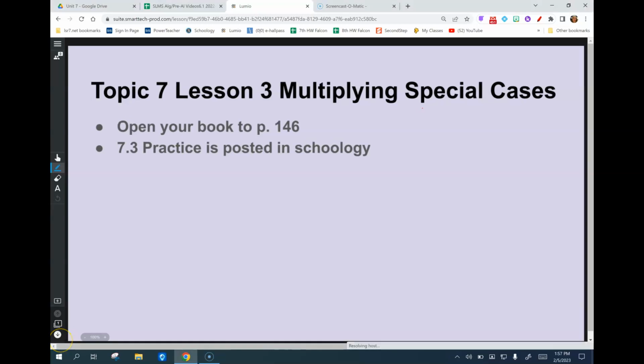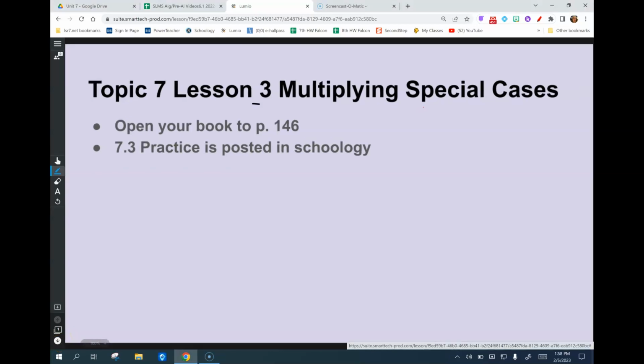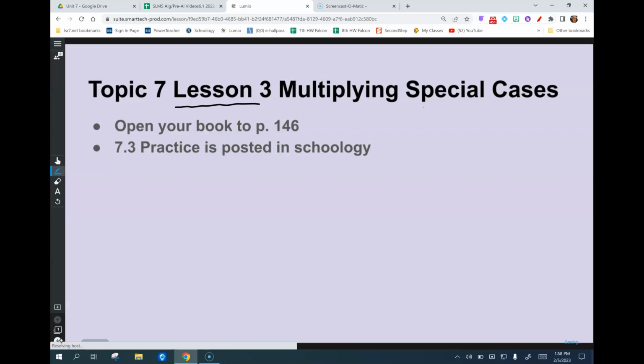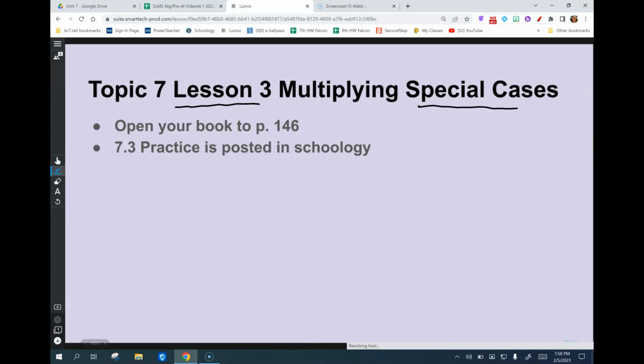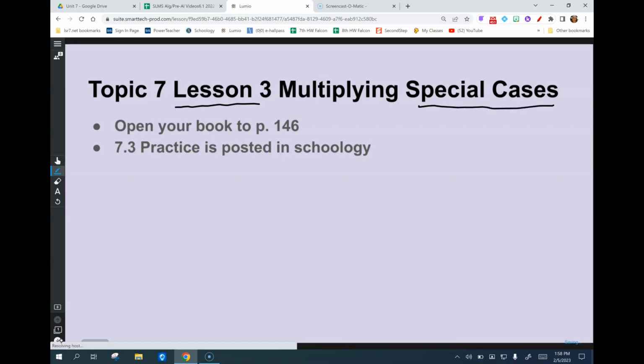So now we're doing lesson 3, and lesson 3 follows lesson 1 of adding and subtracting polynomials. Then we multiplied them in lesson 2, and now we're going to multiply what we call special cases, and you'll see pretty soon what we're talking about.